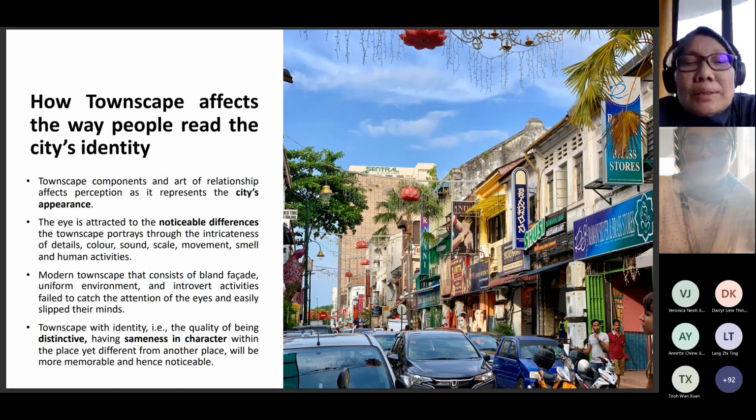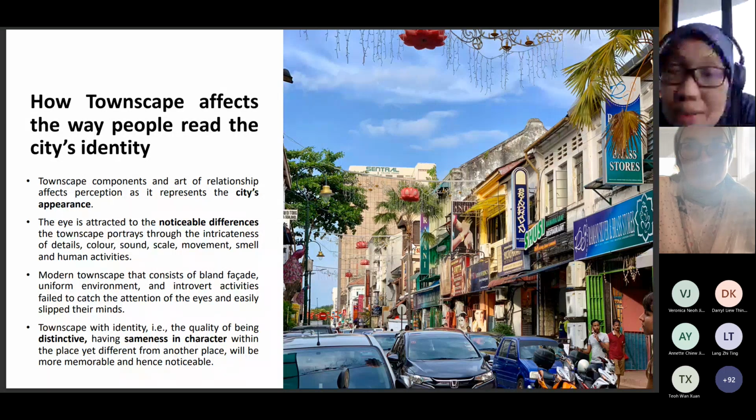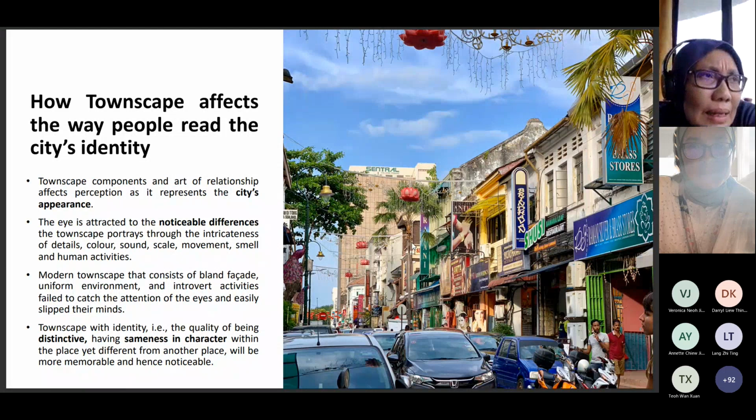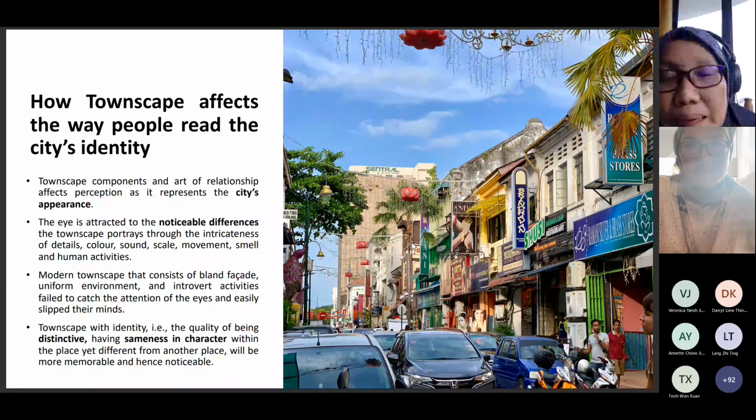Now, the problem with the modern townscape is that it consists of very bland facades. The photo I showed here is the historic townscape, the older one, but the modern one is very bland. When I say bland, that means nothing much to talk about. Very uniform, every part is the same, and very introvert activities that fail to catch the attention of the eyes and will easily slip our mind.